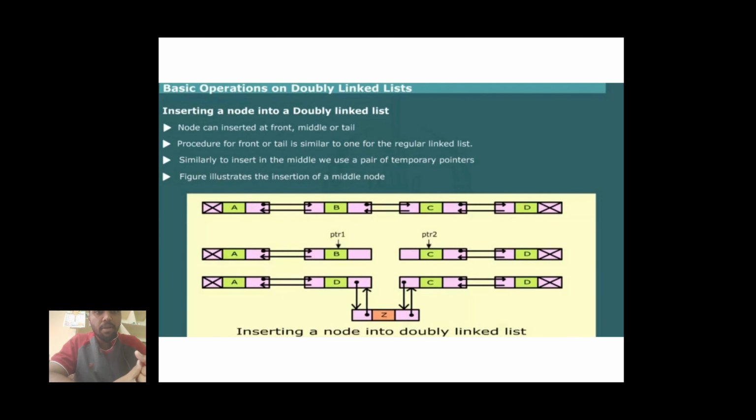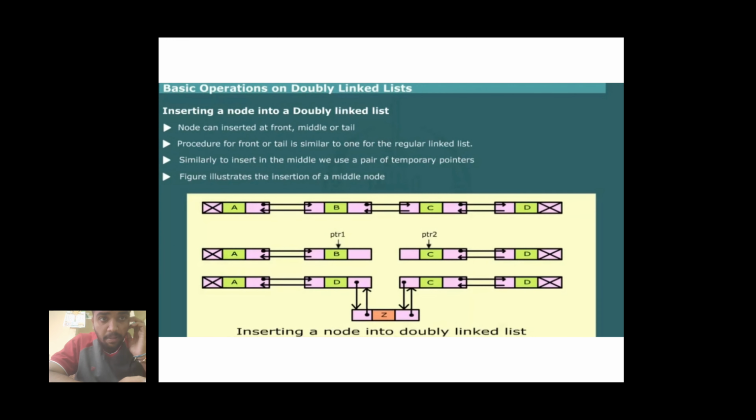Basic operations on a double linked list. Insertion of a node into a double linked list. A node can be inserted at the front, middle, or tail. The procedure for front and tail is similar to the one for the regular linked list. Similarly, to insert in the middle, we use a pair of temporary pointers. The figure illustrates the insertion for middle nodes.